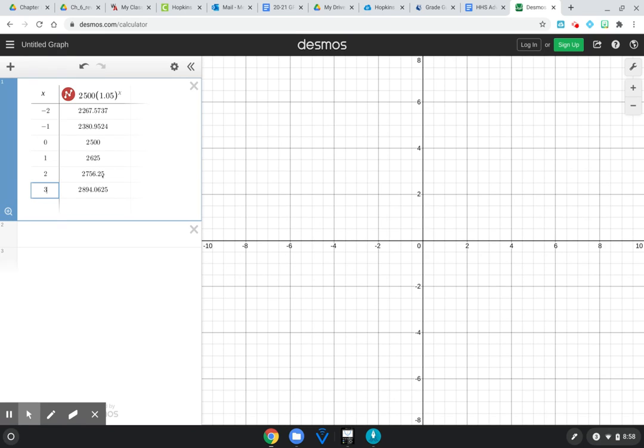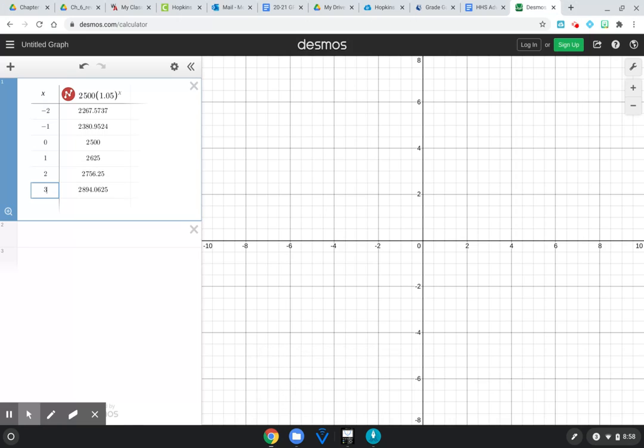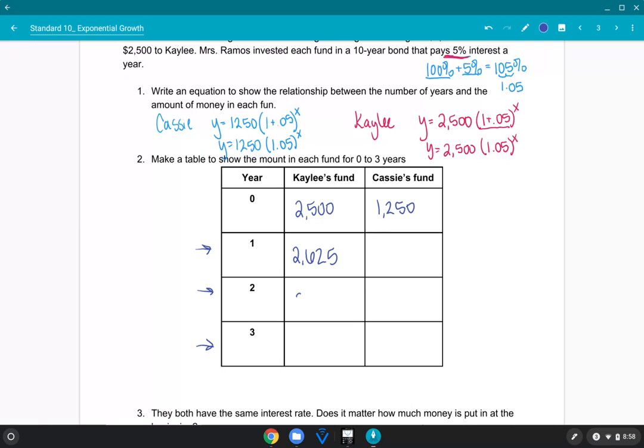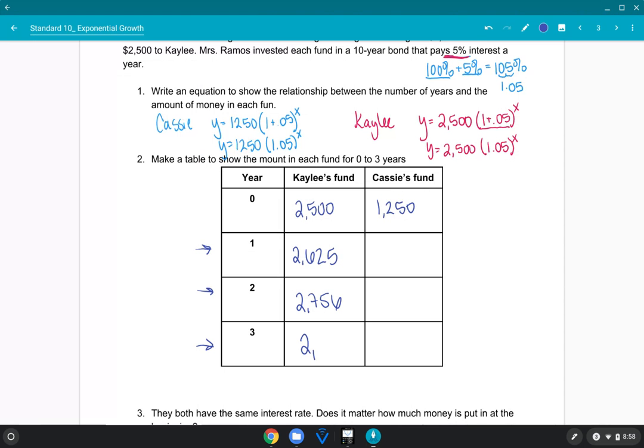So 2,625. And this is only if she doesn't touch the money. 2,756. I'm just going to round. And $2,894. So as you guys can see, the amount of money in Kaylee's fund increased over time. So after 3 years, she will have increased her amount by $394. Now let's talk about Cassie's fund for a second.